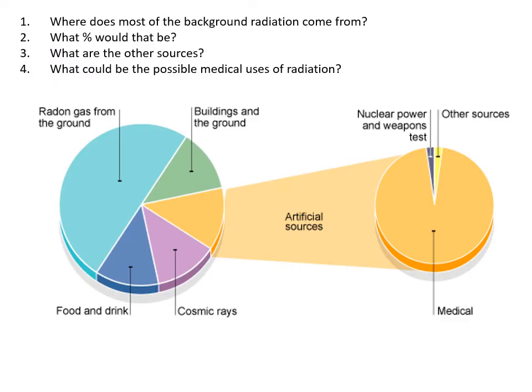Some questions now based on the pie charts that you can see on the screen. I'll read through the questions, you pause it, and then I'll go through the answers, see how we've done. According to these data, where does most of the background radiation come from? What percentage would that be? What are the other sources? What could be the possible medical uses of radiation? Pause or move straight on.